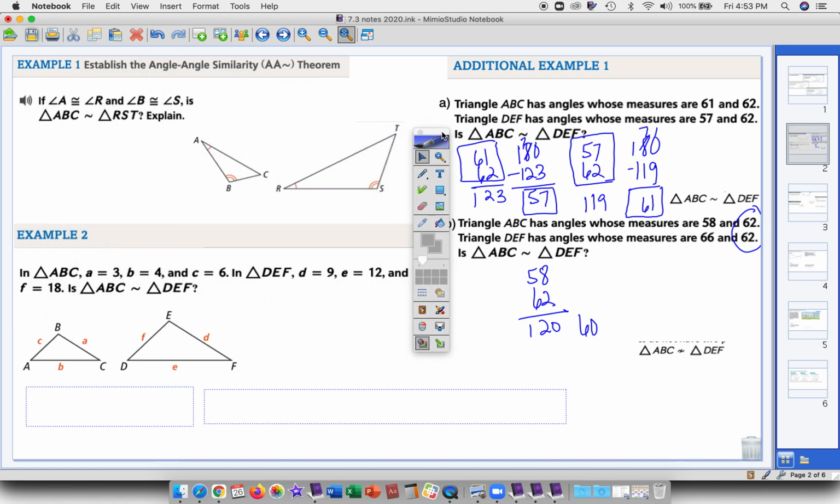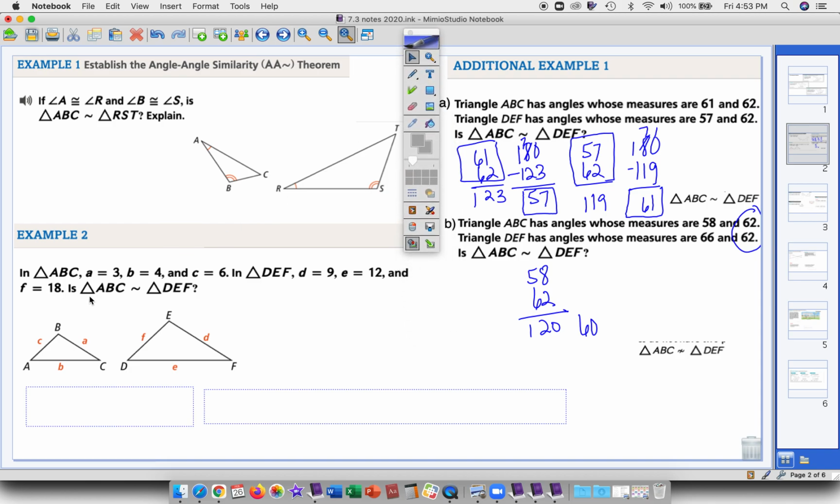Okay, example 2. For this example, we're given all three side lengths of the triangle. We're naming them by the lowercase letter of the angle opposite. So side A is 3, side B is 4, side C is 6, D is 9, E is 12, and F is 18. Go ahead and compare the ratios of corresponding sides. Pause the video, see what you come up with, and then come back when you're done.